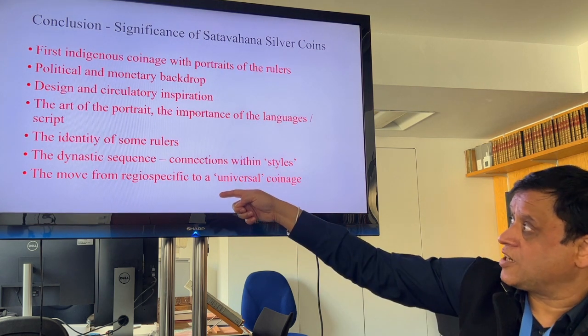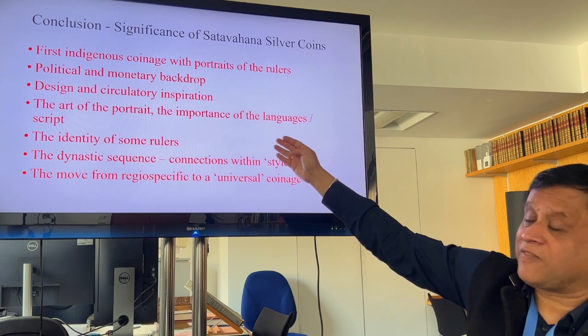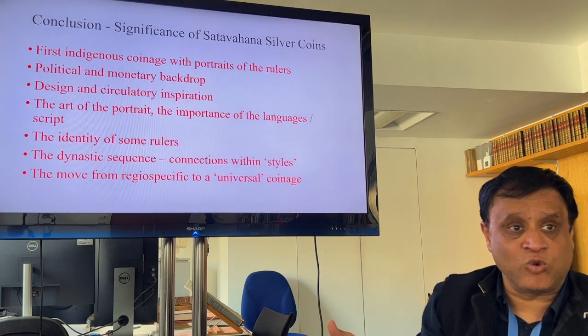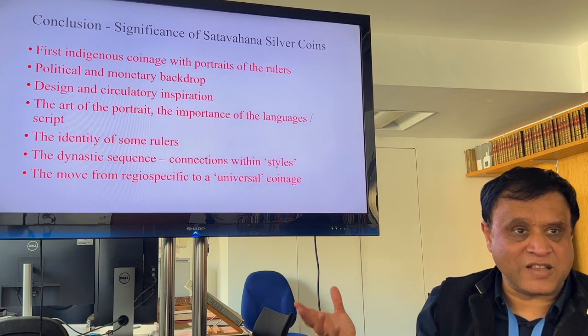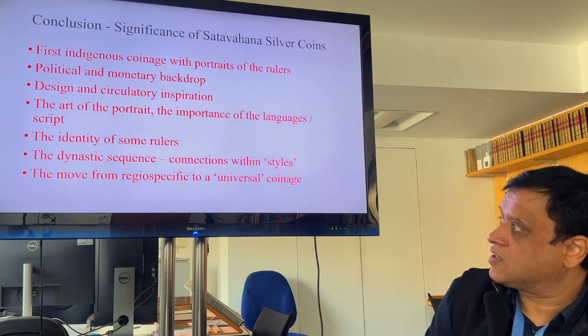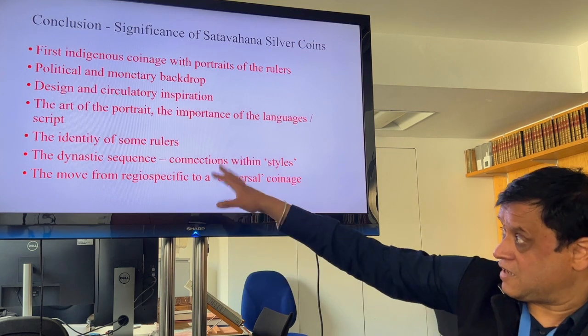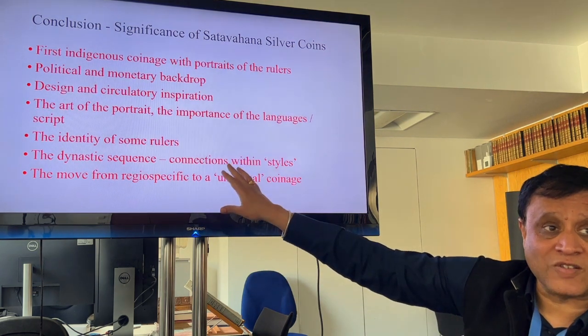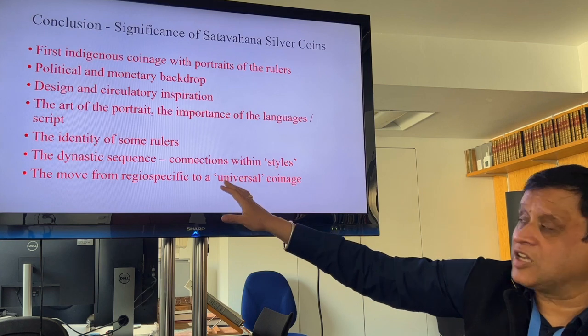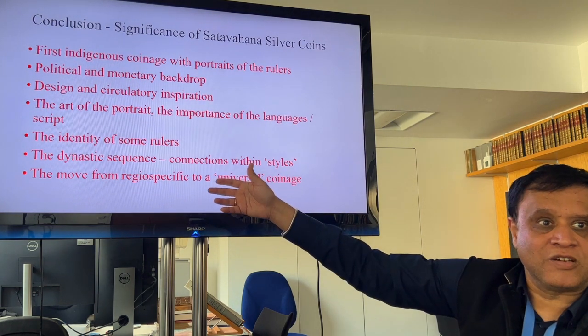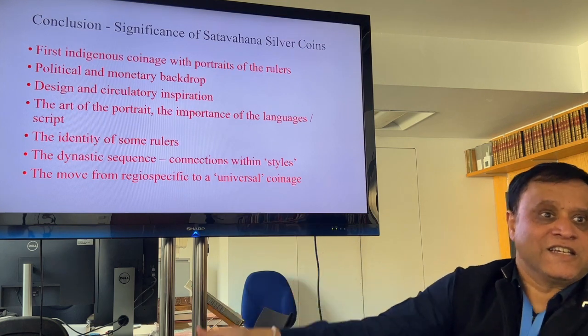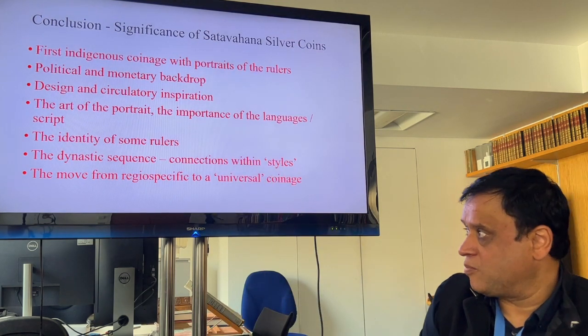The art of the portrait is quite important, and the importance of language and script and how they feed into the wider discourses in terms of ethnicities and identities, that's quite significant. And as I said, the discovery of these coins has definitely helped us in establishing the identity of some rulers. There were debates about the existence of them, and then the coins proved that they did. So that was quite important.